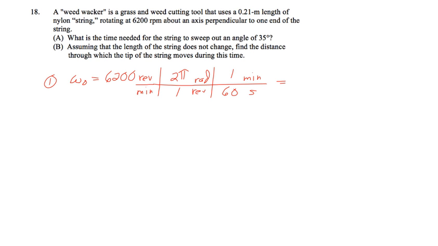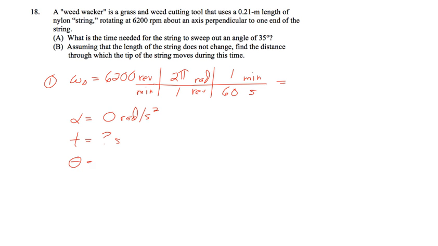Now, if that's how fast it's rotating, it's not saying that we turn the weed whacker on and it gets up to that speed. It's going at that speed. So what can I put down for my alpha? 0. Because for the entire time, it's moving at that constant speed in radians per second. Now it says, what's the time needed? So the unknown is going to be the time.